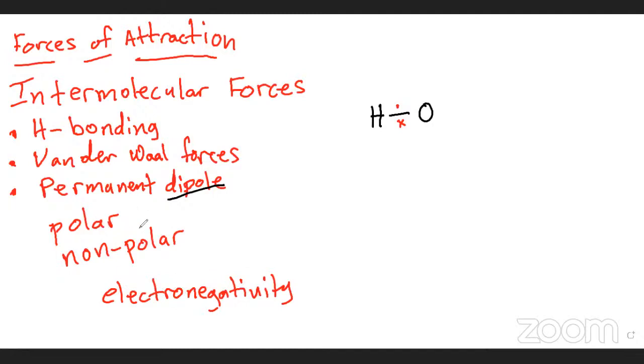So oxygen is a very electronegative atom. If it is very electronegative, that means it will pull onto electrons strongly. Hydrogen is not electronegative to an extent like oxygen. So the electrons are not going to be shared equally. They will be very close to oxygen. So I'm going to move them closer to oxygen.